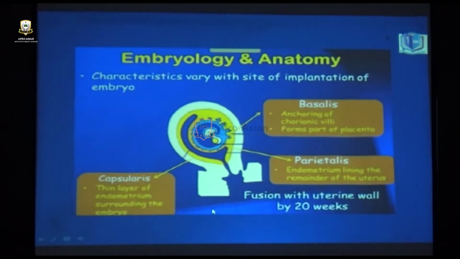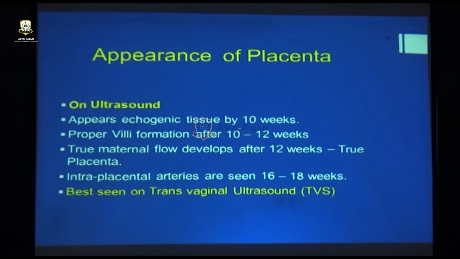Embryologically, as we were talking about, decidua has three parts. That's capsularis, basalis, and parietalis. This is very important to know. Capsularis, you can remember by cap. Cap means it's covering the embryo. And parietalis, endometrium is lining the remaining of the uterus. And the basalis anchors the chorionic villi. This is important. If it is deficient, there is chance of invasion.